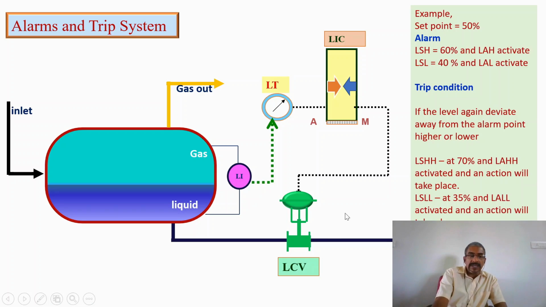How is it working? Let us see. I have added two switches. One switch is here, level switch high. It is activated at what level? It is activated at 60% level. So the level set point is 50%, but now the level is 60%. Immediately the level alarm high is activated. I have removed this one. This is the normal operating condition.